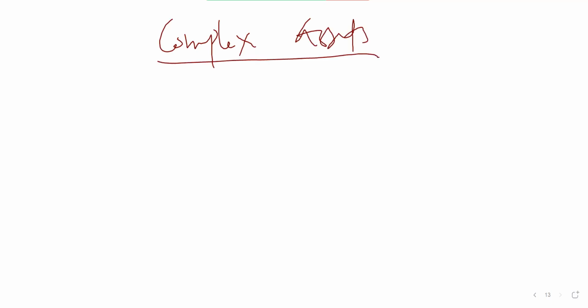Let's come to complex assets. What do you mean by complex assets? Complex assets. Do you know that someone can purchase a building and decide to classify the building as a complex asset?